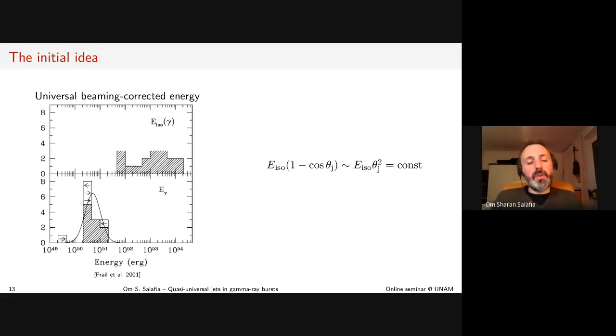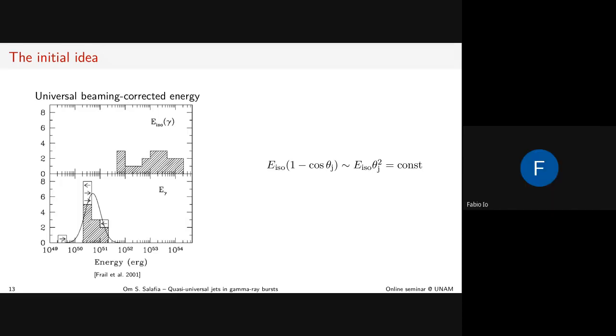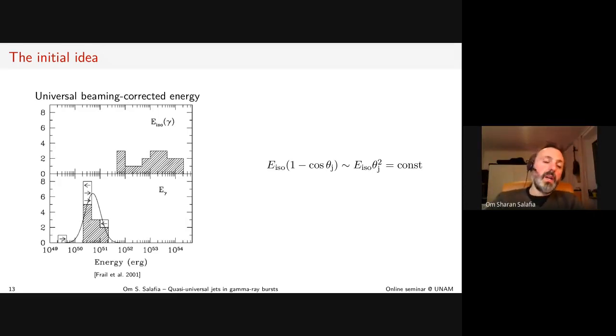Now if you collimation correct the energies of jets for which you have an estimate of the opening angle in the uniform jet scenario, then you get some orders of magnitude spread. But I would say the way to distinguish the two scenarios is to have ways to derive the structure of the jet from observations, both from work on the population and on single cases, for which you can demonstrate that a structured jet scenario explains the observations better.